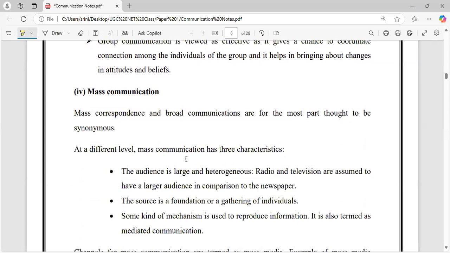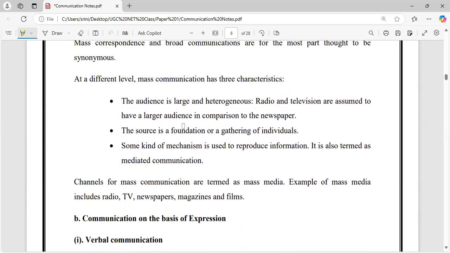Then mass communication, broadcast communication, which is for the most part thought to be synchronous. At different levels, mass communication has three characteristics. The audience is large and heterogeneous. Here, heterogeneous means different kinds of people with various backgrounds, social, economic, and various factors.